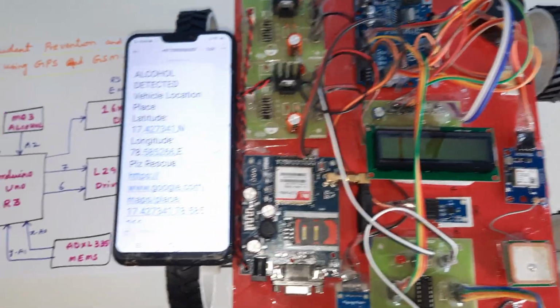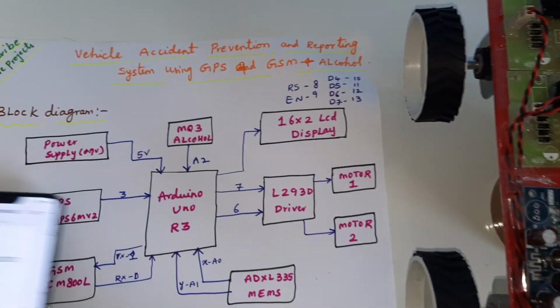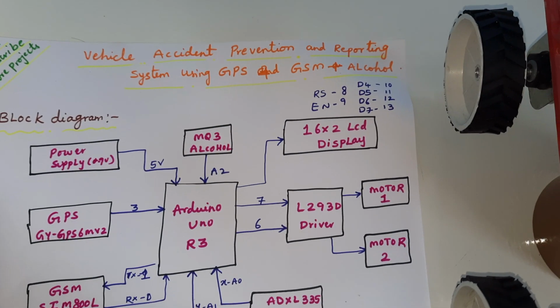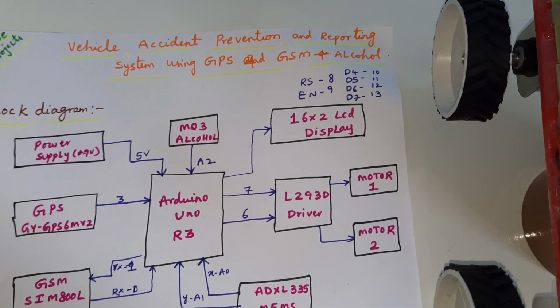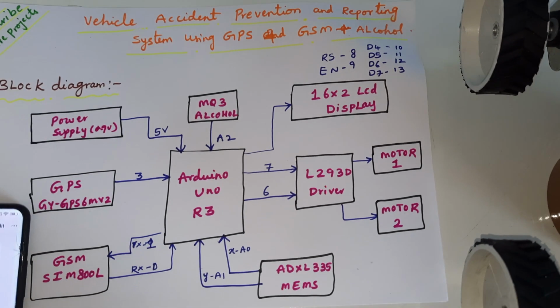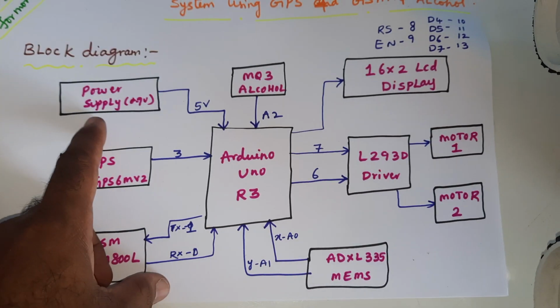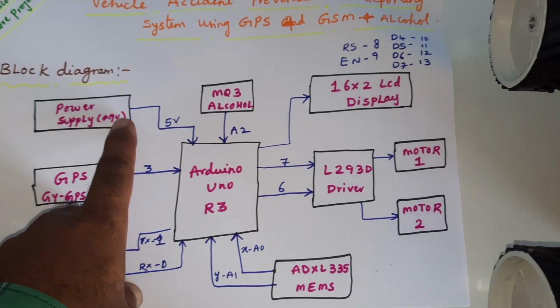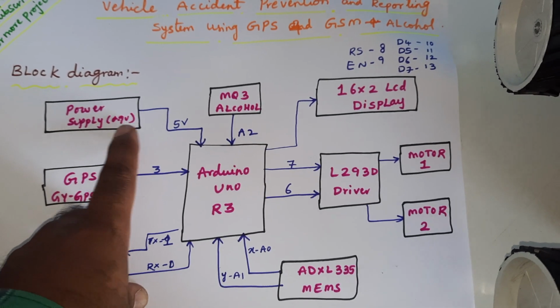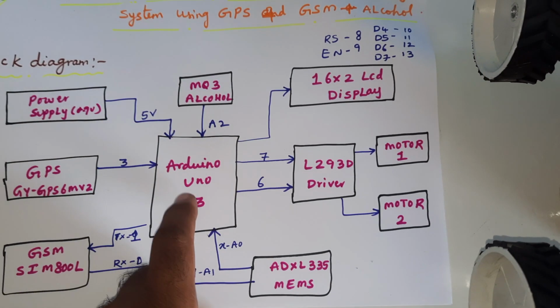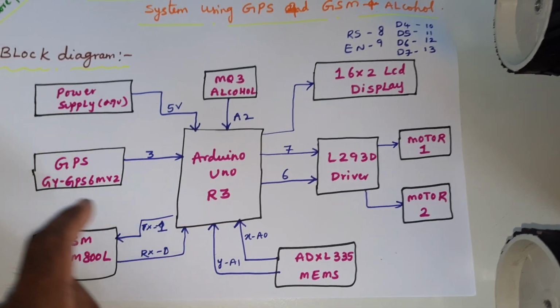The project title is Vehicle Accident Prevention and Reporting System using GSM, GPS, Alcohol Sensor, ADXL335 MEMS Accelerometer Sensor and Arduino Uno R3 Board. Here we are using a 0 to 9 volts adapter power source, which is converted into 5 volts and given to the Arduino Uno R3 Board.